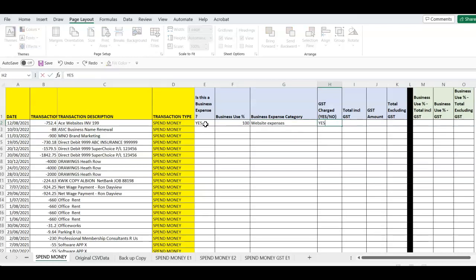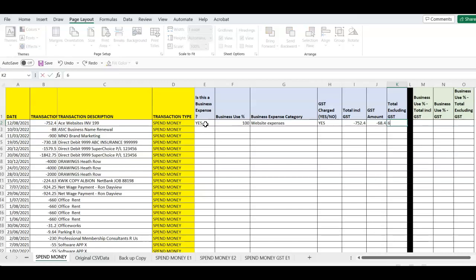This first one, it's a website expense. We've marked it as yes. It's 100% business use. We've categorized it as website expenses. GST was charged. We've recorded the total transaction amount. In this example video, we're doing a negative amount to show spend money, but you may find that gets a bit tedious after a while, and instead really just record all the amounts as positive numbers. If you do this, just make sure you're being consistent and not switching between positive and negative.